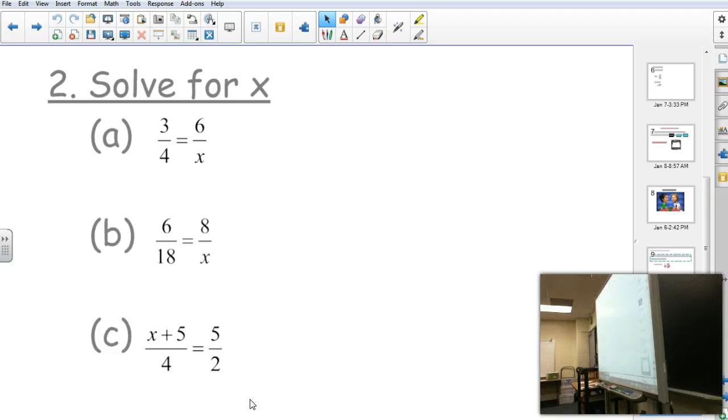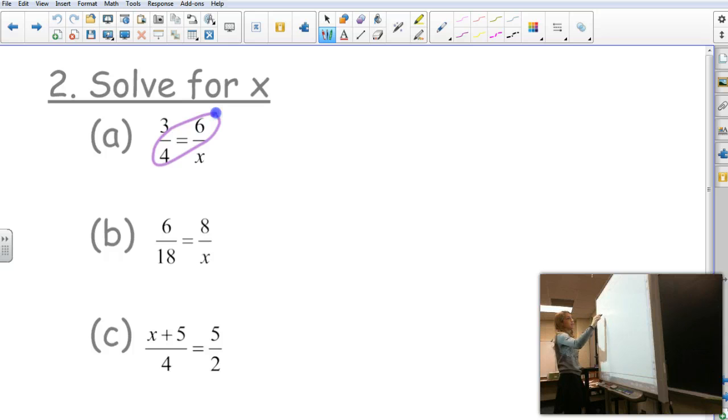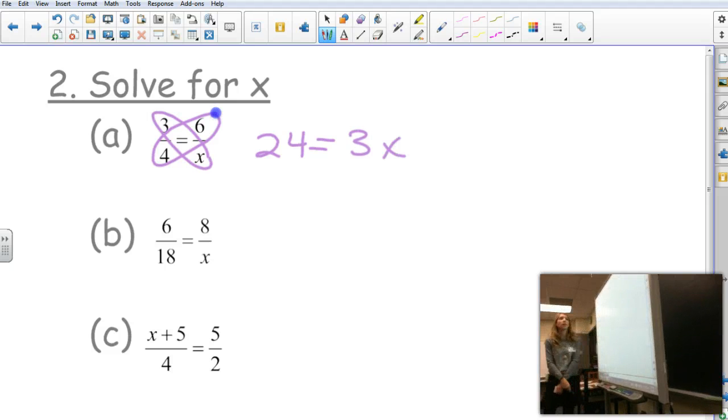Okay, so let's do A together. Cross multiplying. How do you cross multiply? So go across. 6 times 4 is 24. And then 3 times x is 3x. So 24 equals 3x. Is x all alone? Did we solve for x? Everyone should be saying, no, it's not all alone. There's a 3 attached to it. That is saying 3 times x. What's the opposite of times? Divide. So go ahead and divide both sides by 3.